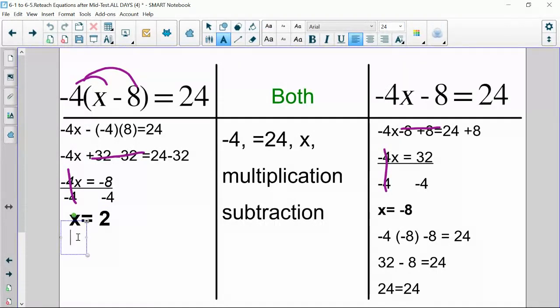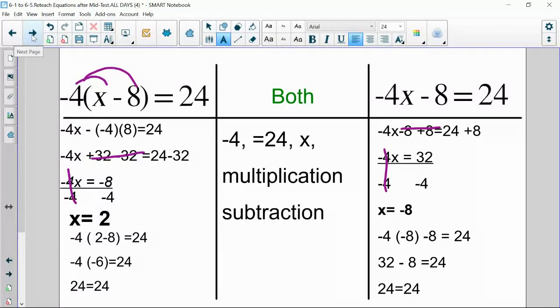And of course, I'm going to check my work. Is -4 times the difference of 2 and 8 equal to 24? Well, do your PEMDAS, parentheses first. 4, not minus, -4 times -6. Remember, you've got two negatives, they cancel each other out, so we get 24 equals 24. Both solutions are correct because technically we have two different equations.